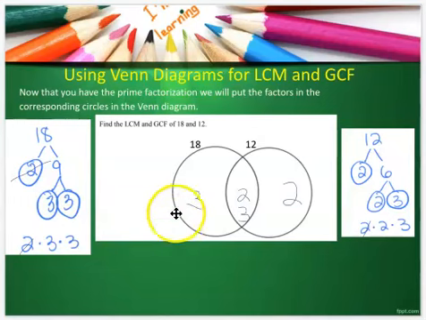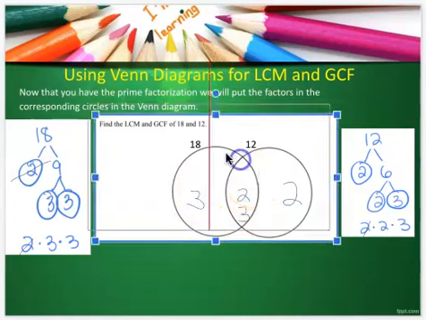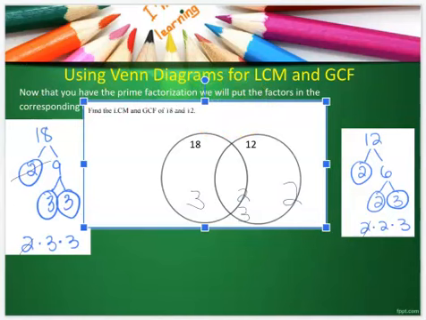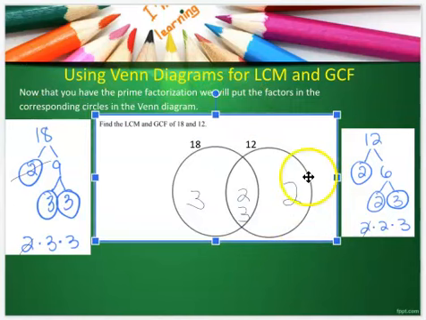You should be able to check and make sure your Venn diagram is correct. So this circle includes 3 and 2 and 3. So 3 times 2 is 6, 6 times 3 is 18. So this circle still has an 18. The other circle contains a 2, 2, and a 3. So 2 times 2 is 4, times 3 is 12. So this is our prime factorization, and now it's in our Venn diagram. So you can see what's happening.